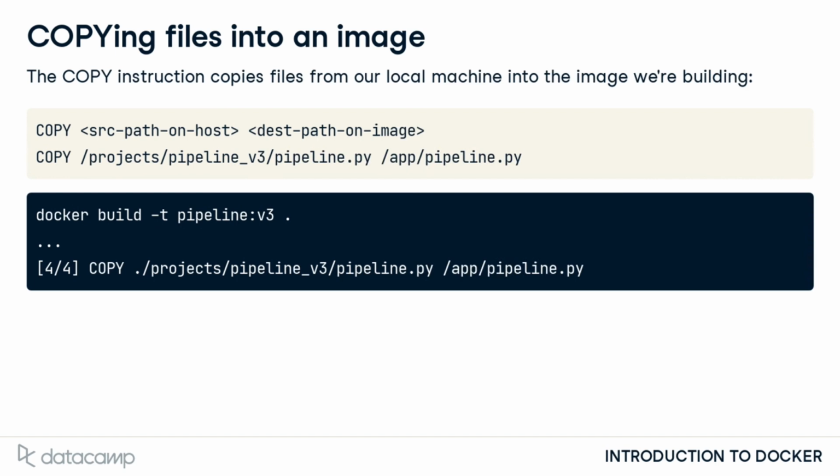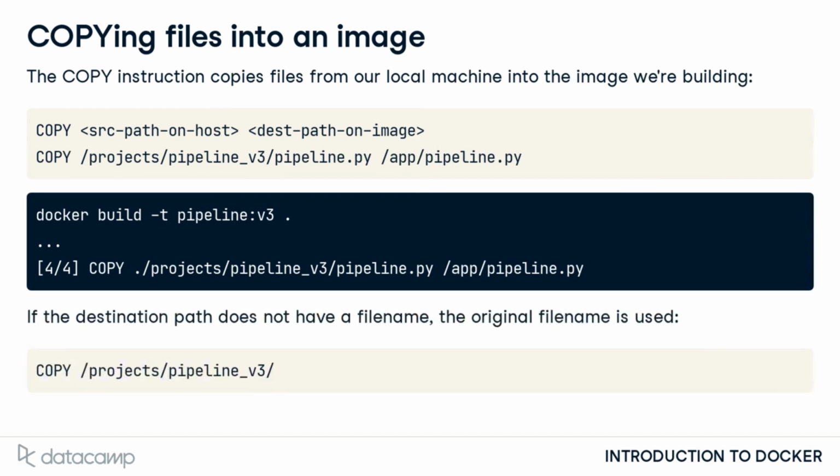The COPY instruction needs 2 parameters. First, we pass to it the path of the file we want to copy, including the name of the file we want to copy. The second parameter is the destination path inside the image. We can choose whether to end the destination path with a file name. If we do not pass a file name, the file will get its original name.